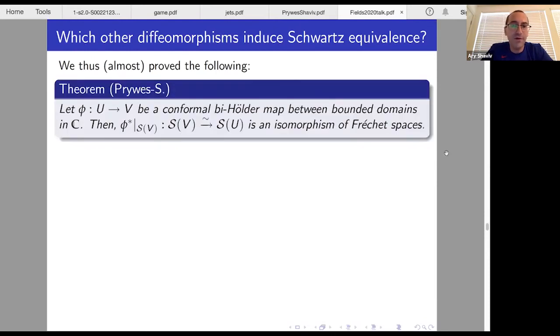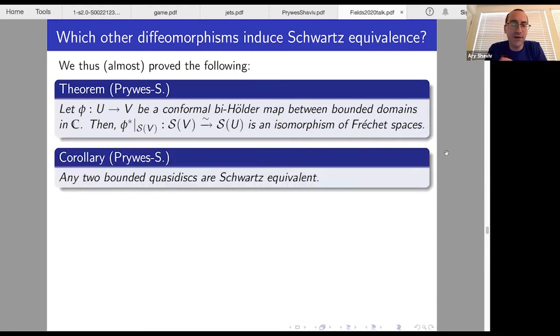So if we have phi from U to V that is a conformal bi-Hölder map between bounded domains in C, right? So we said conformal, we said bounded, we said bi-Hölder, then it induces an isomorphism of Schwartz spaces. So we kind of proved it, up to me cheating and sweeping things under the rug. And then we have a nice corollary saying that any two bounded quasi-disks are Schwartz equivalent. Now, I didn't tell you what a quasi-disk is. I will tell you in a minute. But let me give you an example.